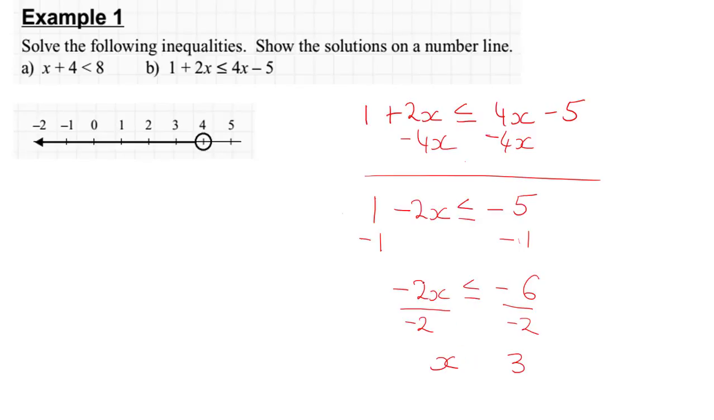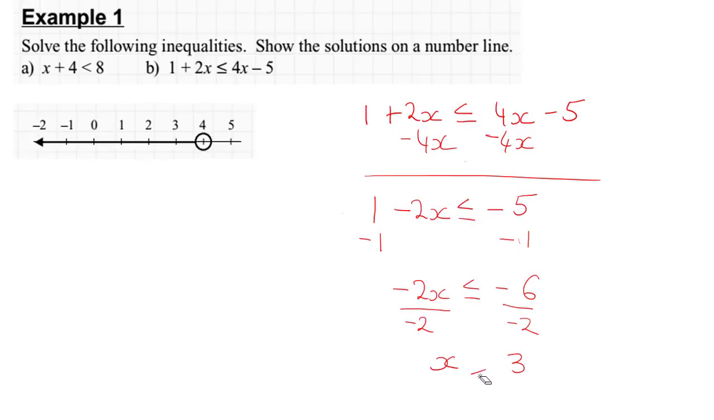Now, when you are dividing or multiplying inequalities by a negative number, the sign must change. So this is going to be greater than or equal to. It must change to face the other way around. And I'm going to tell you why. If you don't, then the answer is not correct.